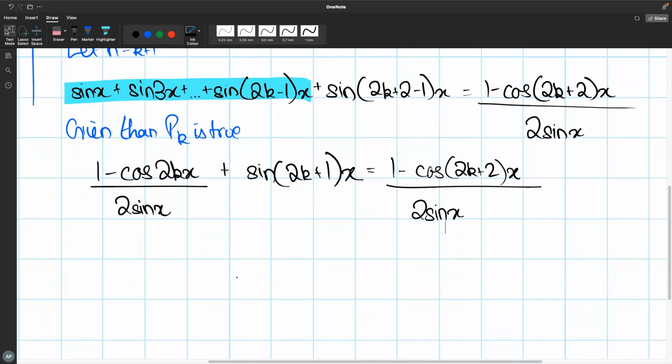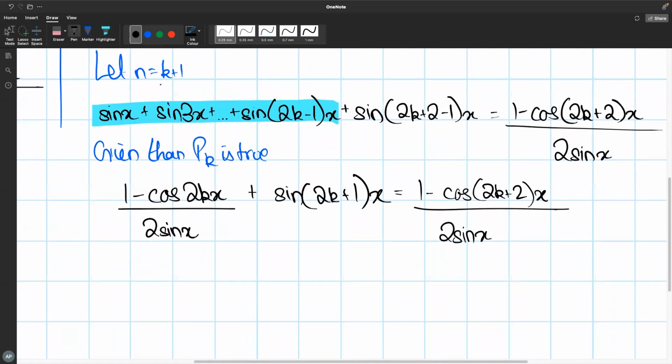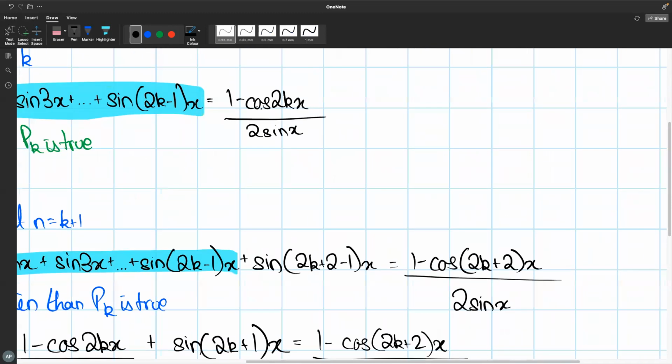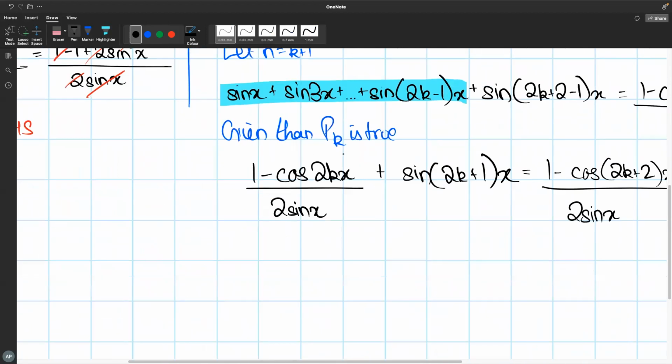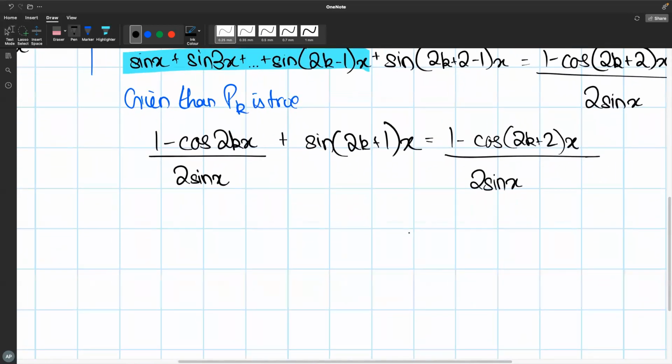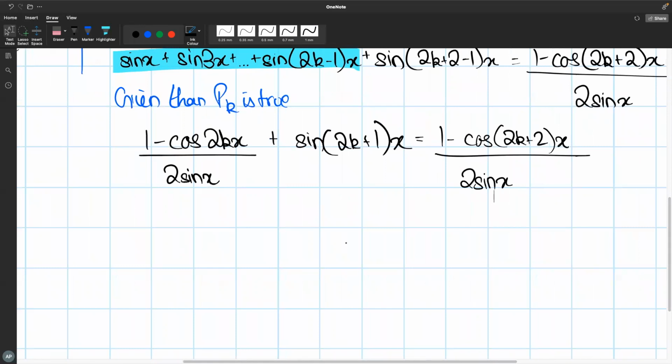So far we have this. We have n equal to k plus 1, and we have assumed that p of k is true, and we have subbed the value we had for the right-hand side of p of k into p of k plus 1. So now it's all about simplifying this down and finding this value.